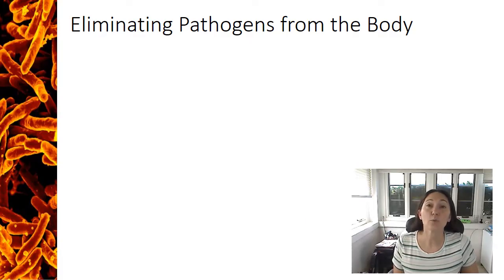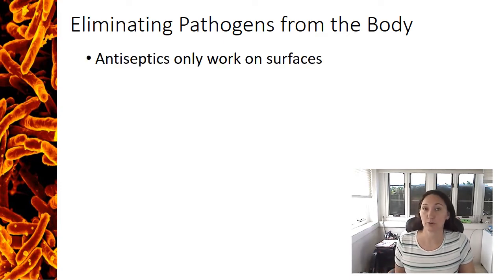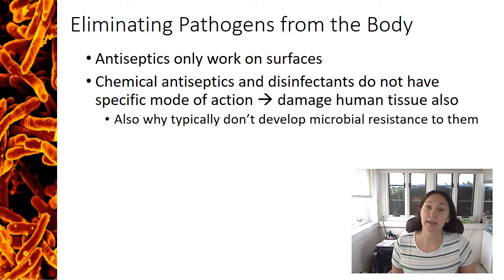In the first video, we talked about how different chemical and physical methods could be used to control microbial growth. However, keep in mind, those are all done on surfaces. So even antiseptics that are used on living tissue aren't things that you use internally in the body to remove microbes from. They're only used on the surface of living tissue. So what that means is if you have a microbial infection in the body, we're going to need to use something else.